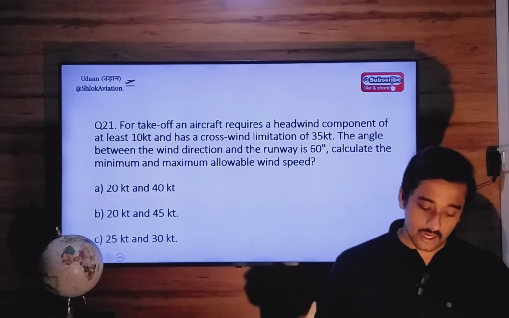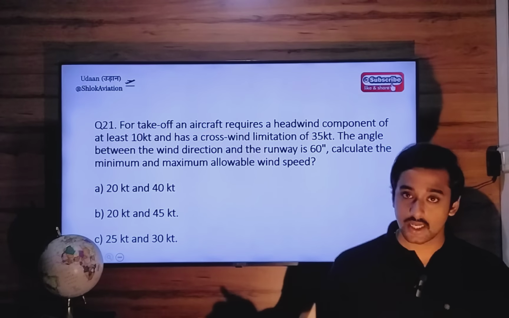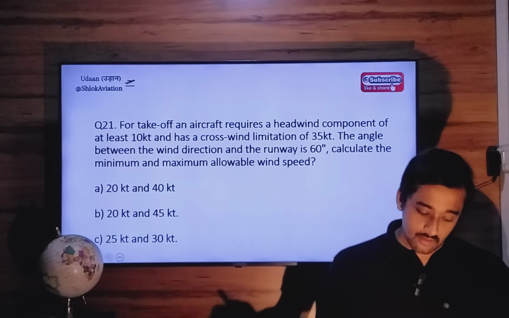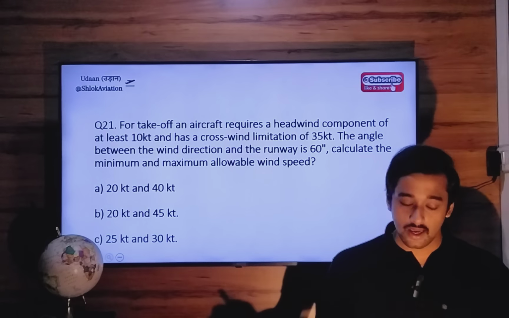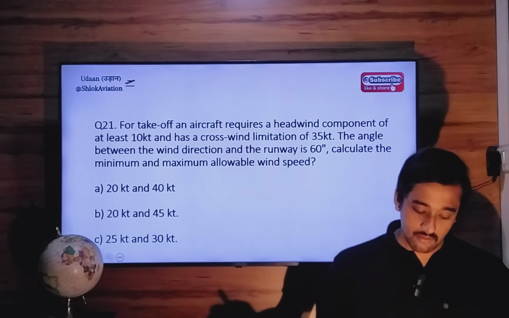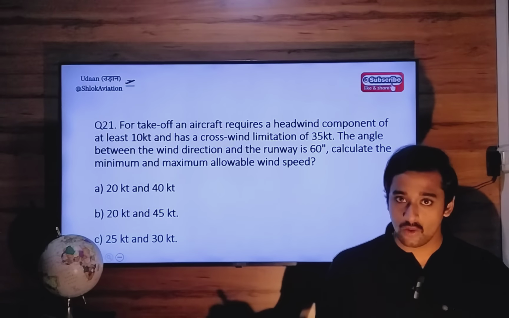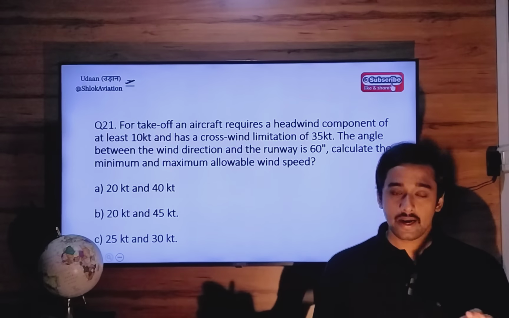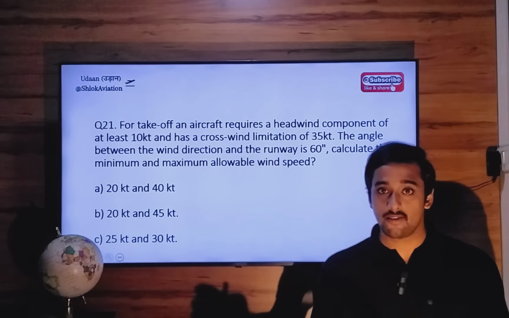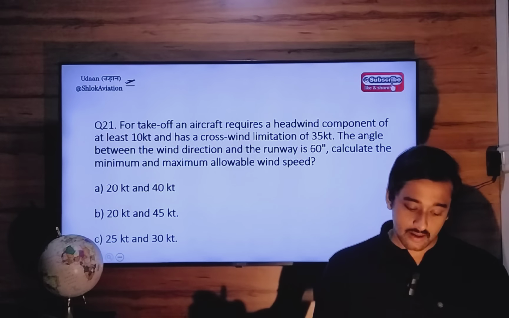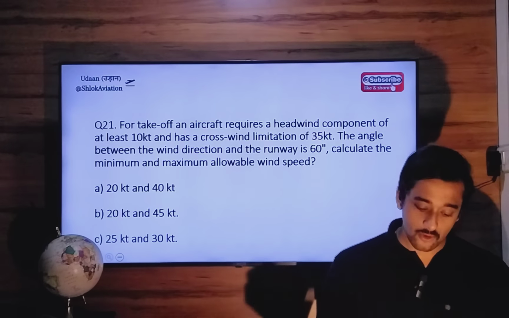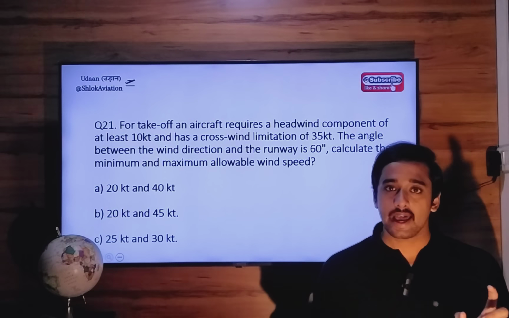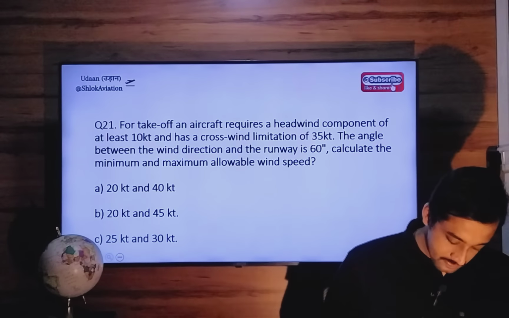For takeoff, an aircraft requires a headwind component of at least 10 knots, with a crosswind limit of 35 knots. The angle between wind direction and runway is 60 degrees. Calculate the minimum and maximum allowable wind speed. So we have been given the minimum headwind component that we must have for takeoff and the maximum crosswind limit. We have to find the corresponding wind speeds which will give us this minimum headwind component and maximum crosswind component.